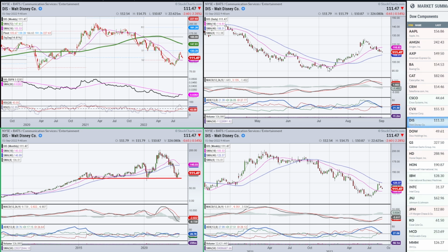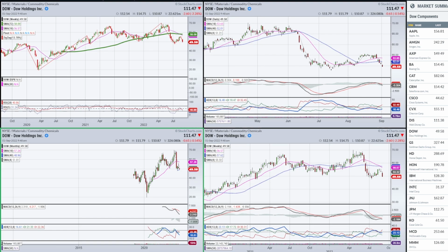That tells me there's probably decent support at 90 or 100. But is it ready to turn to the upside? I don't think so. So I would not get too excited about this. Don't be in a big rush in a stock like this. I think this is going to take a long time.